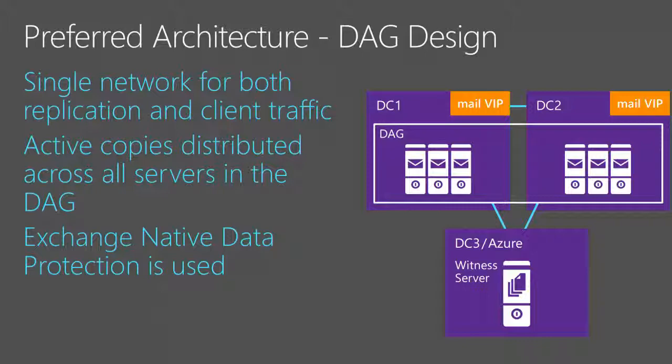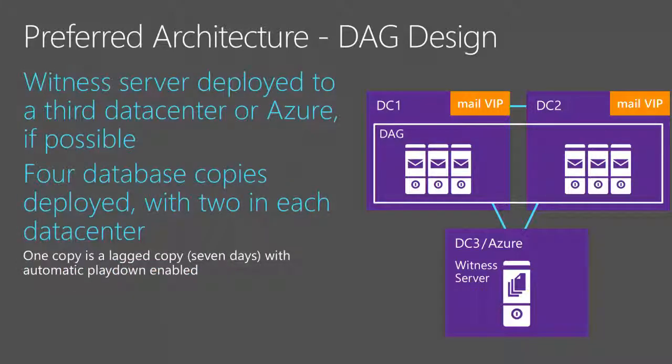We want the active copies distributed equally across all servers in the DAG according to activation preference, so your DAG is balanced. Both the scripts that we include in Exchange and the Exchange server role calculator will be able to do that distribution for you, so the guesswork is taken out of that. And we want you to use Exchange native data protection. Okay, so that means using things like a minimum number of copies and a lag copy, and not taking traditional backups and so forth. We also want you to deploy your witness server because you're using a symmetrical DAG with an even number of servers.